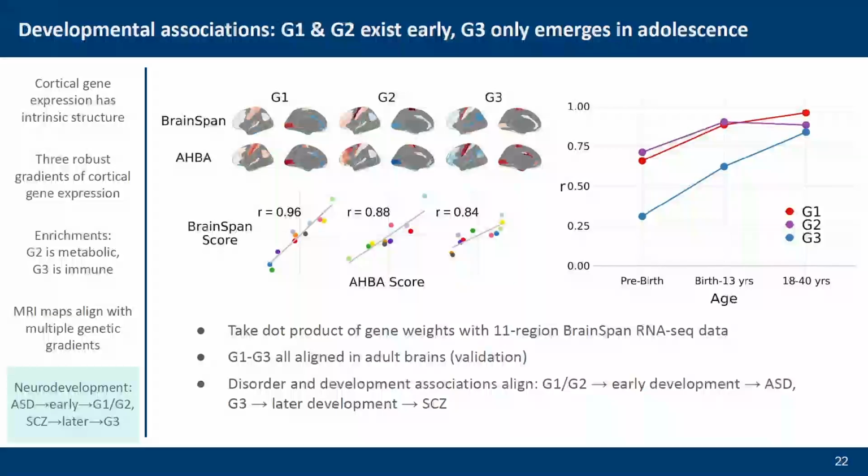And so that's what we're doing here with just the adult brains, and we see that all three gradients are very strongly aligned over those 11 regions in the adult brains from BrainSpan. So that's a nice validation. But even more interestingly, if we do that same analysis at earlier ages in development, we see that the first two gradients emerge early in development, in that they're quite consistent with the BrainSpan data, even for prenatal brains. But the third gradient seems to only become consistent, only seems to emerge after adolescence. And that aligns with autism spectrum being a disorder that we can diagnose early in development, but schizophrenia being something where the symptoms only emerge around adolescence.